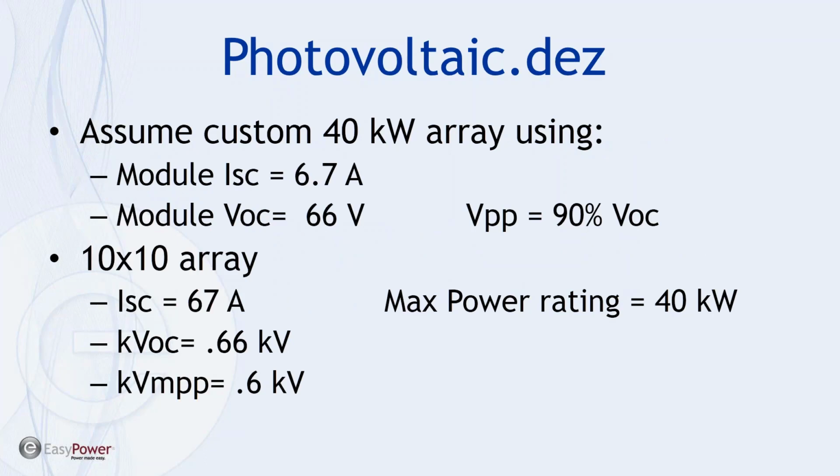So in the case of this particular example, we're assuming that we have a custom 40 kilowatt array using modules that have a short circuit current of 6.7 amps and an open circuit voltage of 66 volts. And so we're constructing a 10 by 10 custom array such that our short circuit current now is going to be 67 amps. The open circuit voltage will be 660 volts. And then the peak power will be at 600 volts, giving us a 40 kilowatt system. So let's jump into EasyPower and see how this looks.